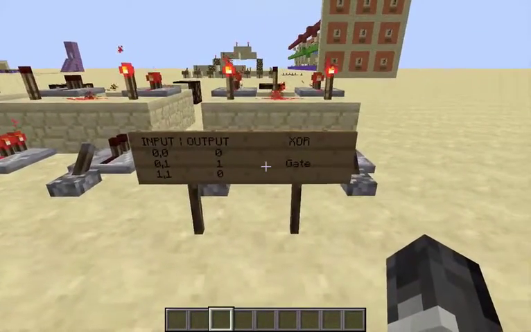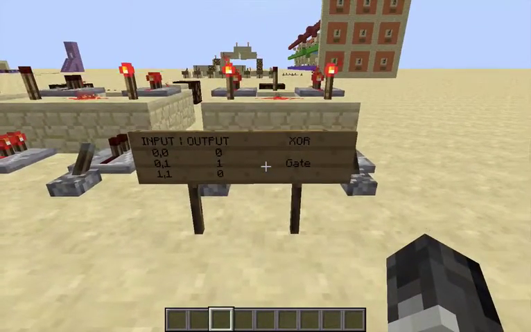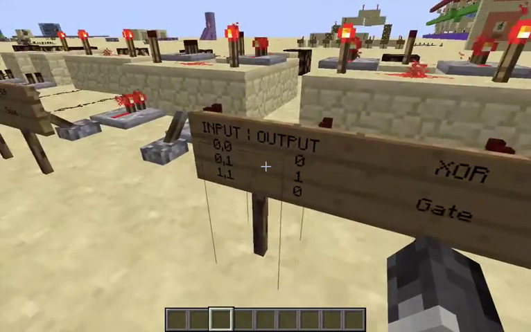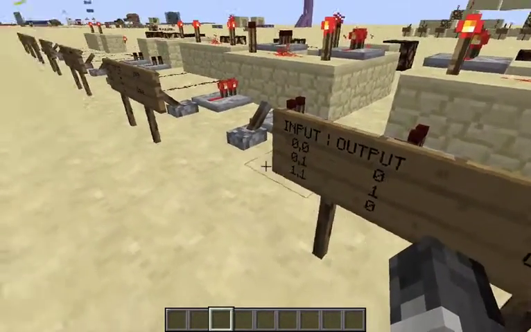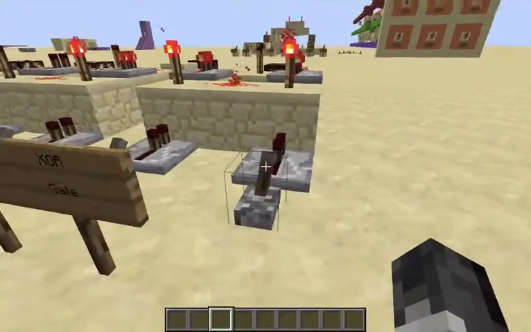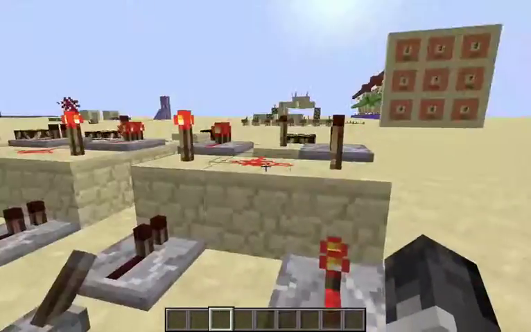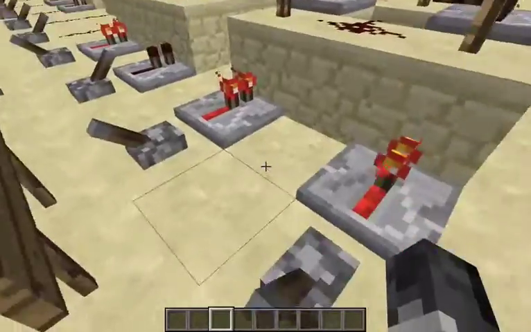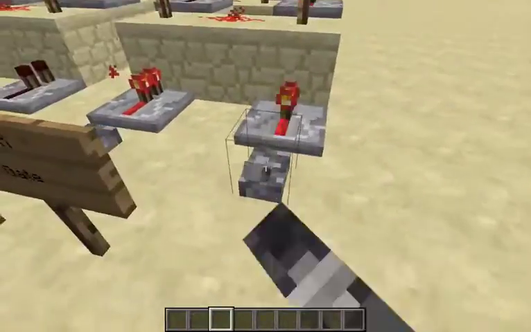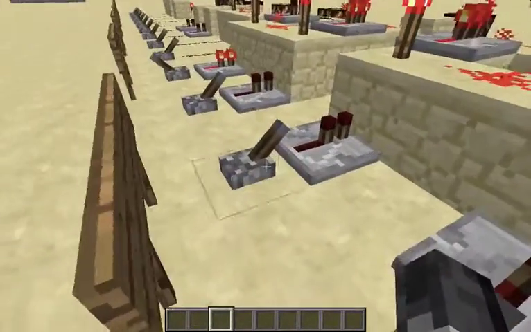And last but not least, the XOR gate, which is basically an OR gate but without the 1-1. So it'll only work if only one of the inputs is on. If one of them is on, it'll be on. If both are on, it'll be off. So it will only turn on, give an output of 1, if one or the other is on.